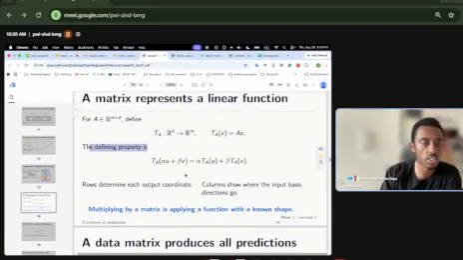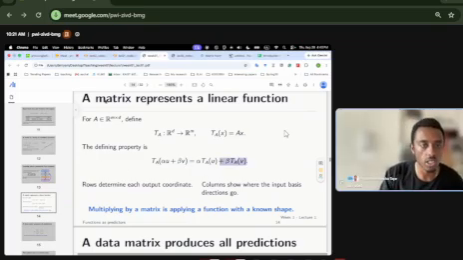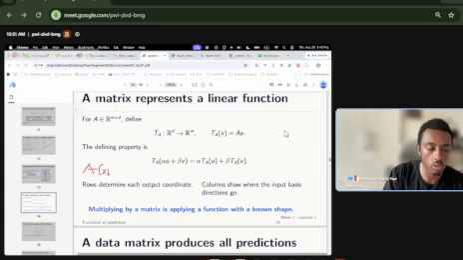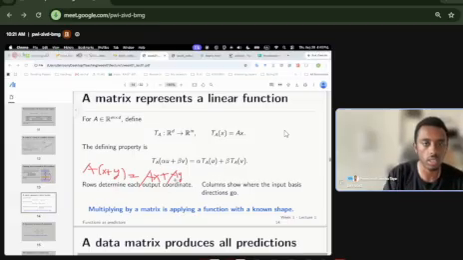There is one mathematical property: a matrix is a linear function. It's not too complicated, it just means that A times (x plus y) is the same as A times x plus A times y, right? We can treat them separately, so that's why it's called linear. This is a linear operator, that's the property.